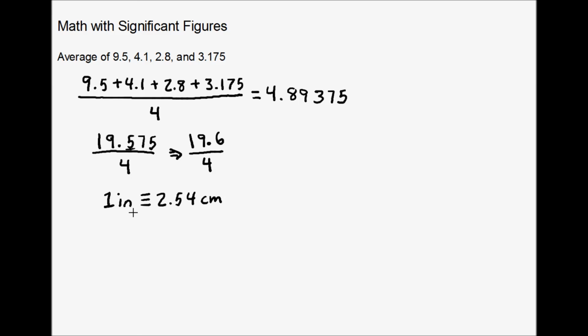But the other kind of perfect number that has unlimited significant figures are numbers that are counted. If you have 12 pencils in a box, you have exactly 12. Therefore, that 12 is a perfect number. It's 12.000 out to infinity. Well, this 4 on the bottom came from counting how many numbers we're adding together. We're adding 4. We have exactly 4, which means this is a perfect number. So this doesn't have one significant figure. It has unlimited significant figures.